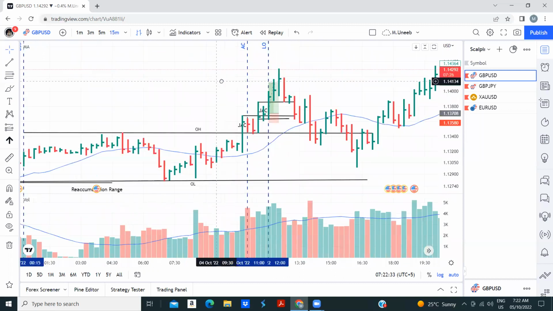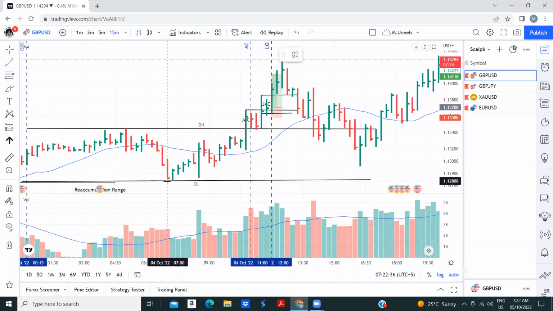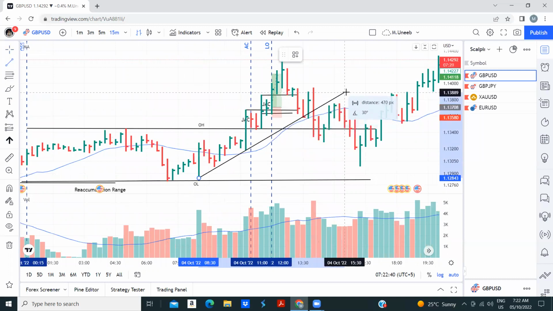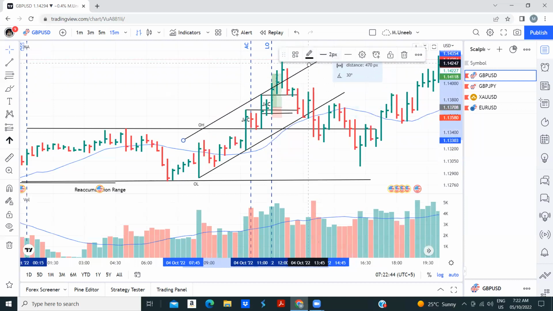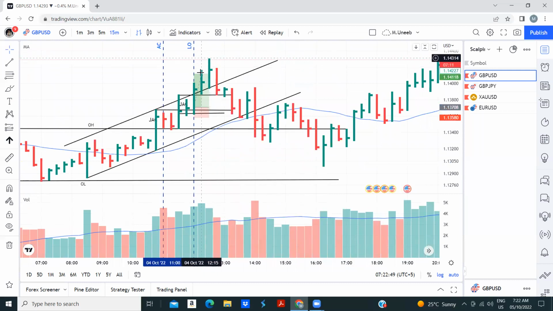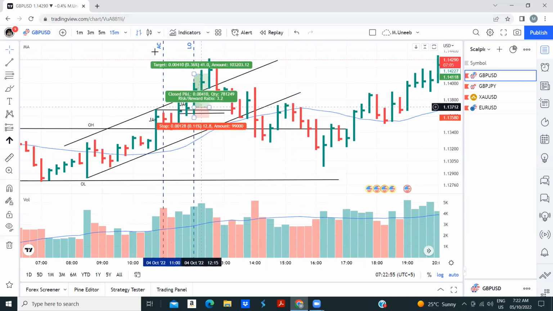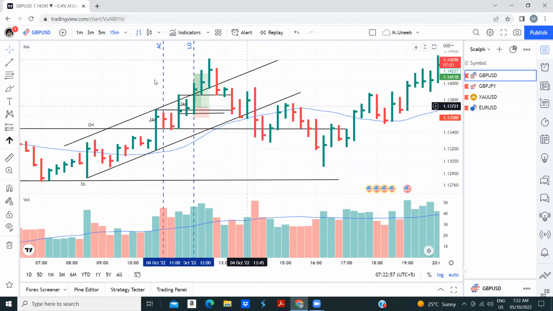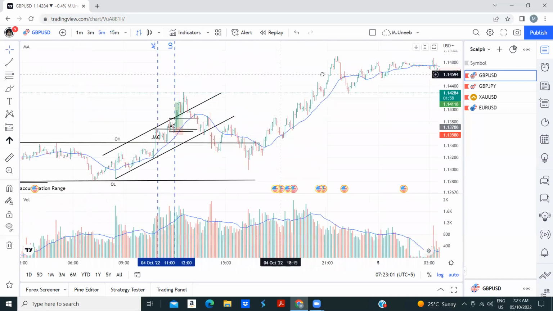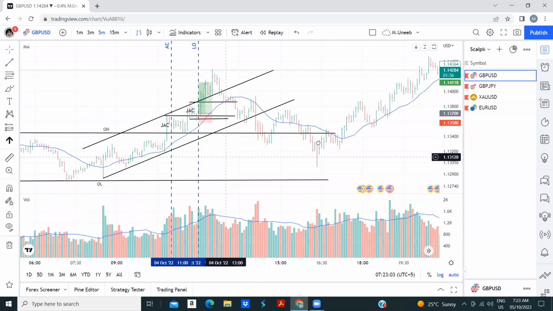Now, if you want to draw the channel, just draw the channel by drawing these two parts here, joining it. Drawing the channel, and here you would observe that you got what? This one and this one. You can draw a channel on a 15-minute and you can refine it on a 5-minute. And let's see what we get here.